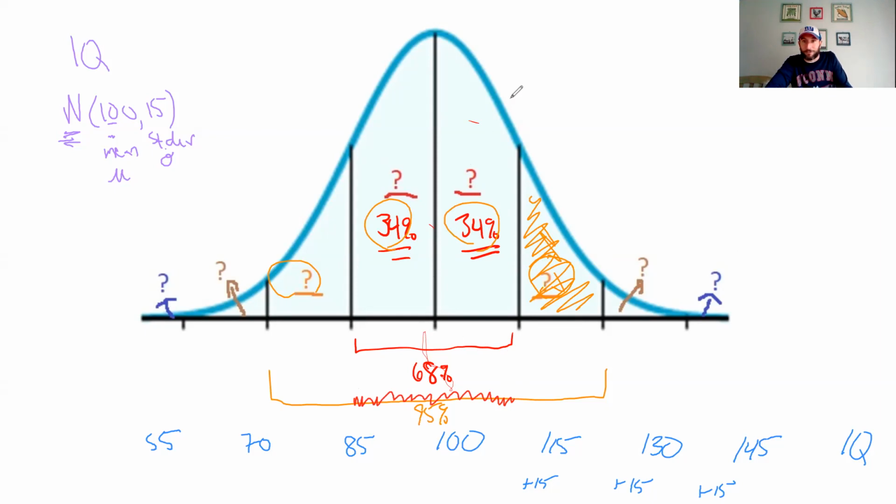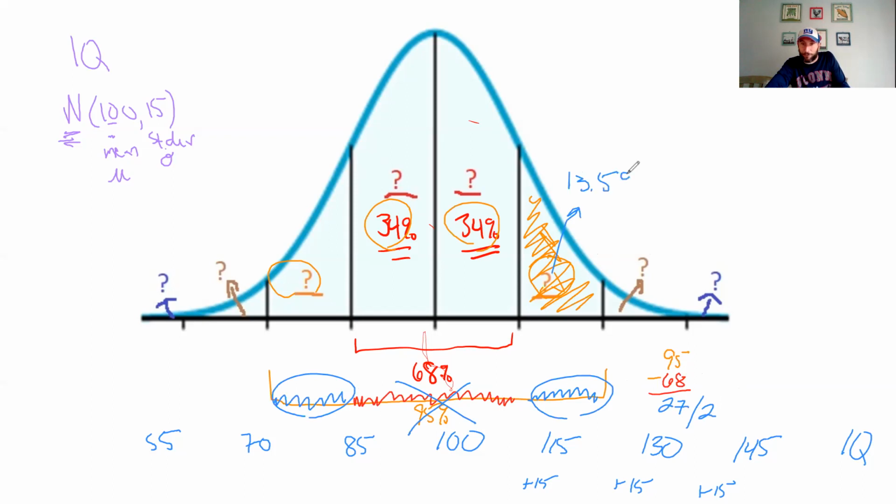We only want to figure out what's this and what's this. Well, we know the entire orange section is 95%. So if we take away that red 68% in the middle, that'll just leave us with the outsides, that 27%. So we're starting with this 95, which is this whole orange section. We're literally taking away this middle 68%, so we're just left with these outsides. And of course, since the curve's symmetric, we then divide by 2. And so we figure out that these sections contain about 13.5% of our data.